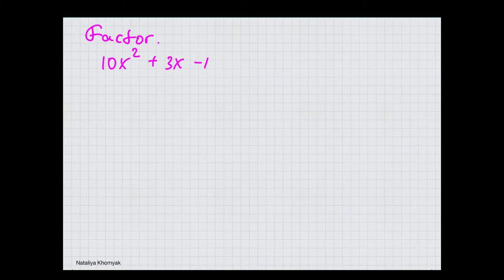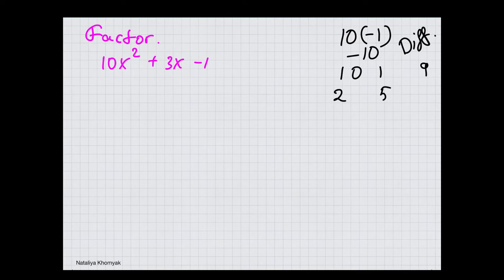Factor 10x squared plus 3x minus 1. First thing, multiply those two numbers. So we have 10 times negative 1. So the product is negative 10. You're going to be looking for difference. We need two factors of 10 that have difference of 3. Well, 10 and 1 have difference of 9. The other set is, well, 2 times 5 gives us 10. These two numbers have difference of 3.